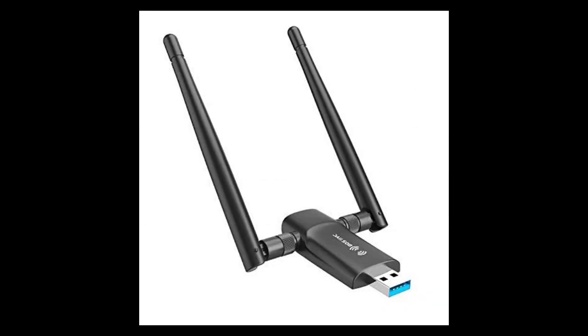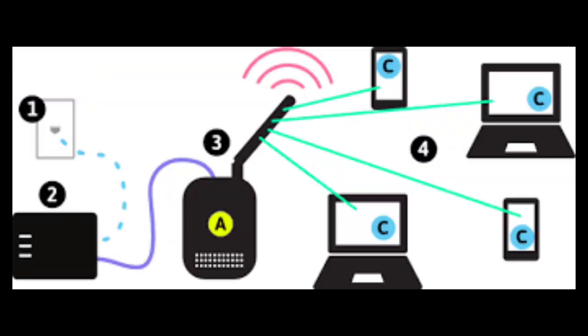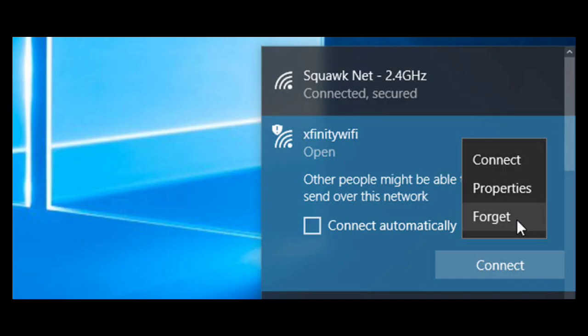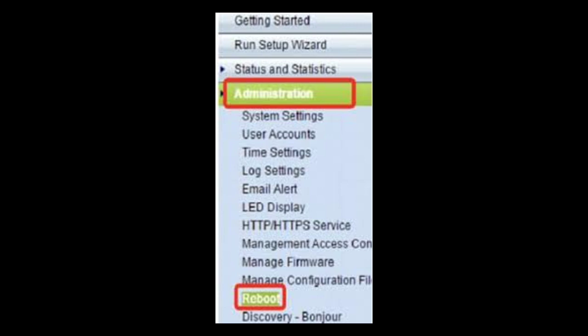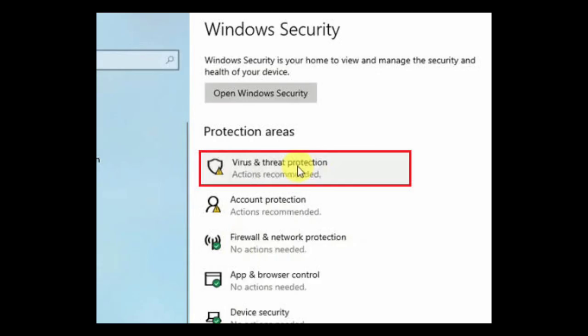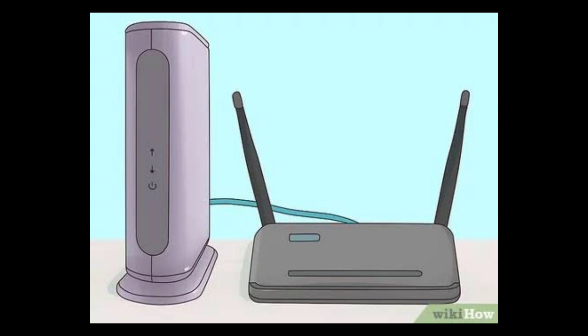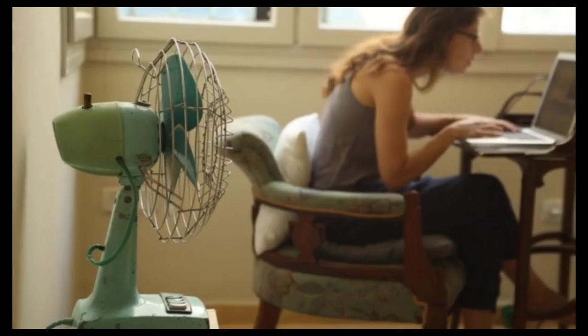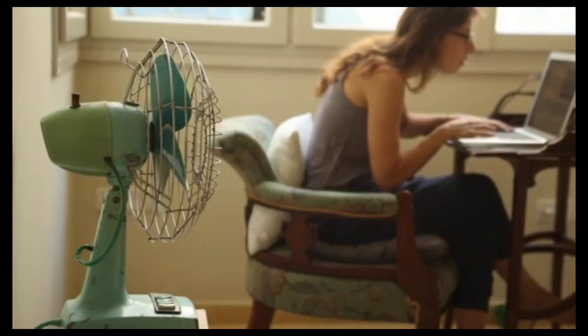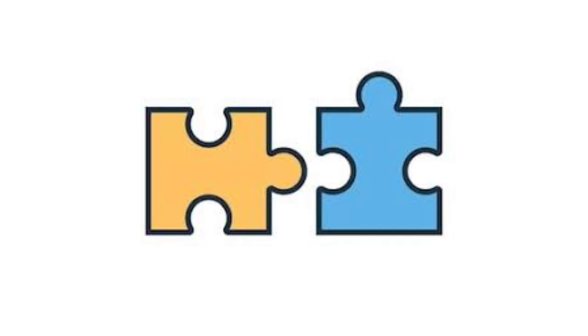Make sure your wireless adapter is on. Disconnect and reconnect to the wireless network. Check the configuration of the wireless network connection. Forget the wireless network and connect again from scratch. Reboot your access point. Make sure all your drivers are updated. Renew your IP address. Disable antivirus software. Reset your router. Consider buying a new modem. It may be time to upgrade your network equipment. Check with your ISP first to make sure you get one that is compatible with their service.